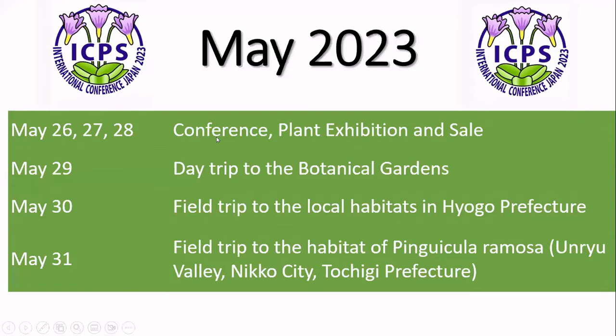Here's an outline of the conference. For about 3 days, you have the conference, you have presenters, and you have plant exhibitions and carnivorous plant sales from multiple botanical gardens and societies. Then on the 29th, we're taking a field trip to a botanical garden. On the 30th, we're taking a trip to another botanical facility, and we're going to visit some local carnivorous plants in the wild. And then on the last day, this is an add-on, but if you want, you can do a field trip to the habitat of a special pinguicula.